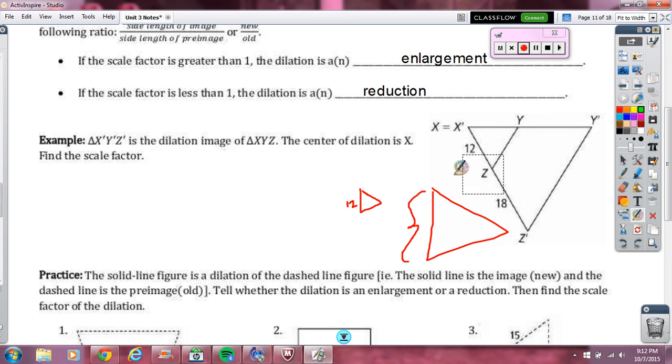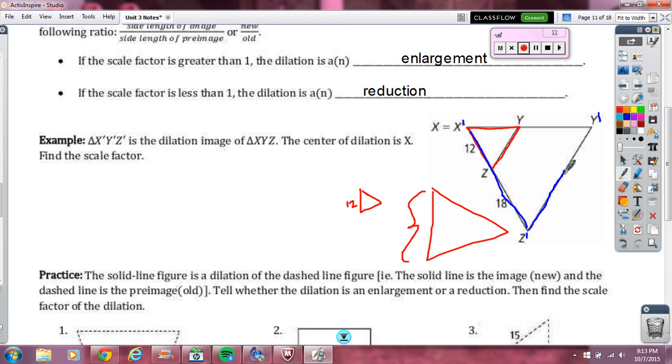Let's consider an example. So we've got x prime, y prime, z prime is the dilation of x, y, z. So I'm going to use some different colors here. I'm going to make my original object, the one that doesn't have those little prime marks, in red. So right there is my original, or my old, shape. And then my new shape, which is x prime, y prime, z prime, I'll make that in blue.